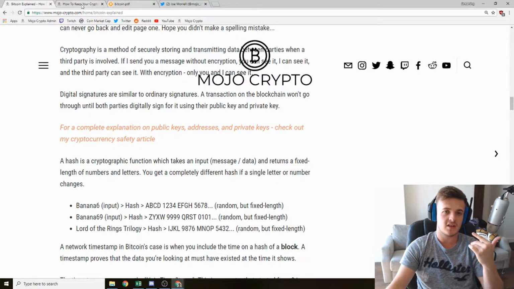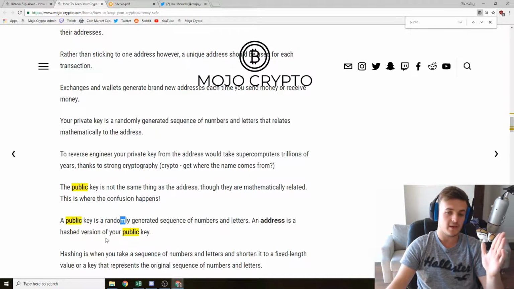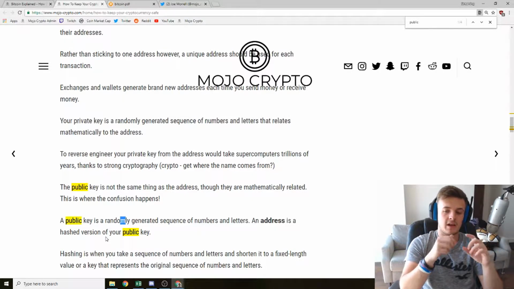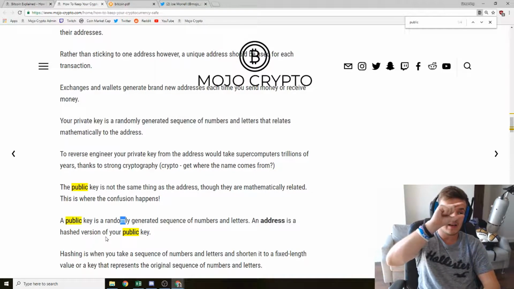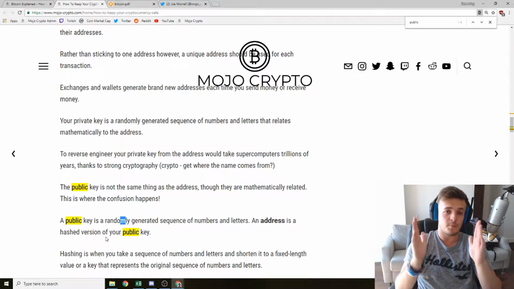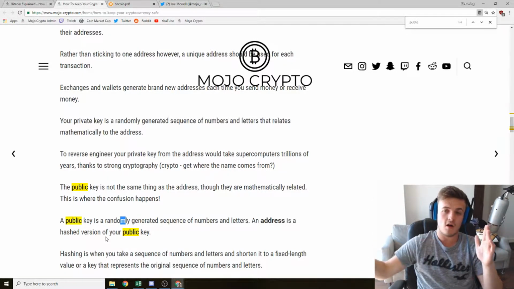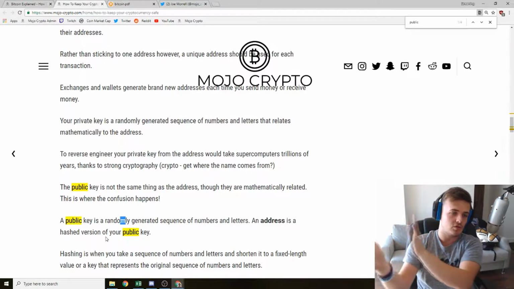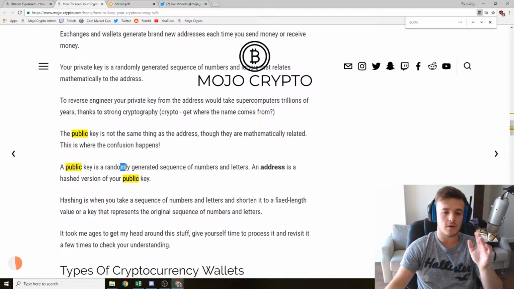So that's hashing. So going back to this, a public key is a hashed version of an address is a hashed version of the public key. So the public key is really, really long, and then the address is a hashed version of that. So it's a bit shorter, but it's still really long, and it's just a load of mumbo jumbo. But the public key and the private key are a load of mumbo jumbo as well. So that's how they work.